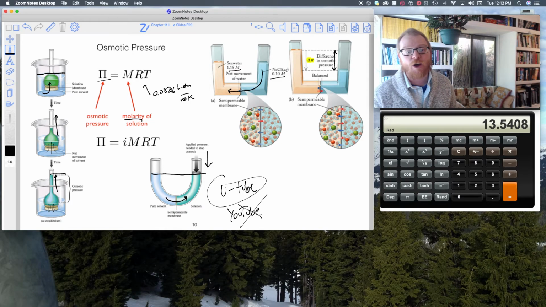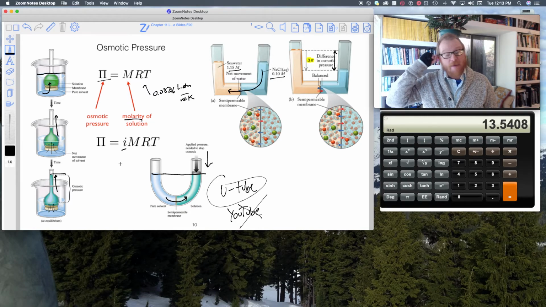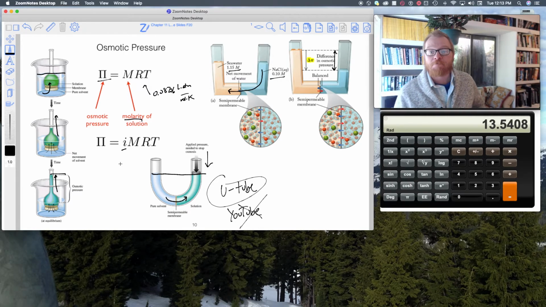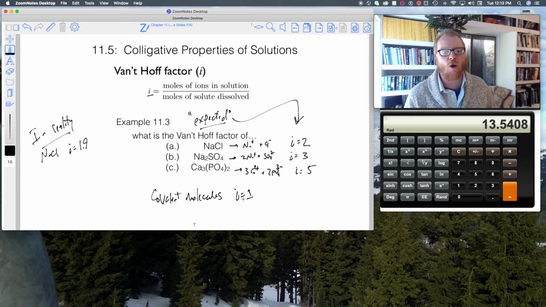Now it's important to notice that if we have an aqueous solution with dissolved ions, we have to use the van 't Hoff factor. If we did not have ions, and if I back up just for a second here, suppose we're doing a covalent molecule. Covalent molecules always have a van 't Hoff factor of 1. So you dissolve the covalent molecule in the solution, it doesn't break up into any ions.